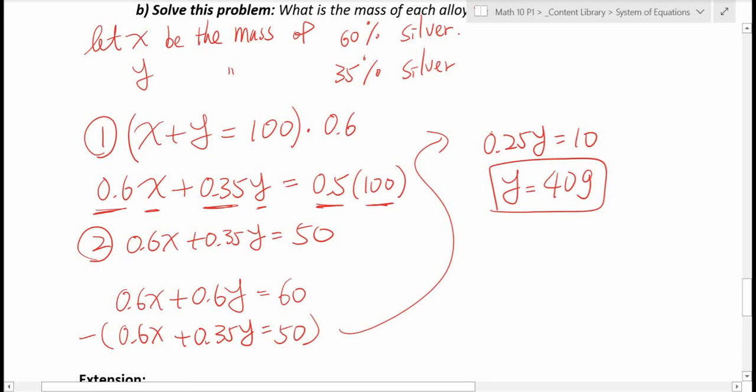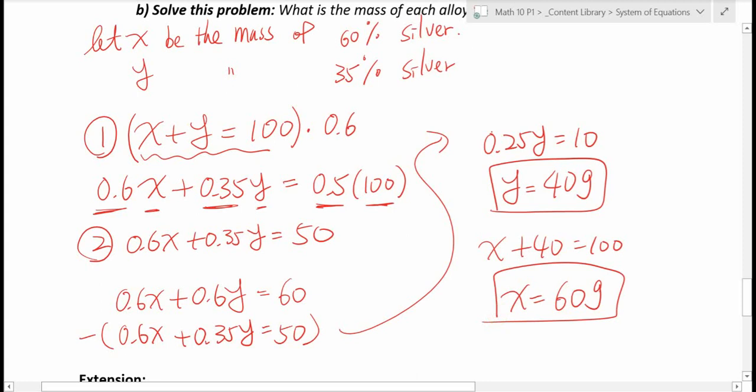And now once you know y is 40 grams, then we can solve for x. We can plug into this first equation. x plus 40 equals 100. Minus 40 on both sides, you get x equals 60 grams. Okay, that's it. Okay, that is that.